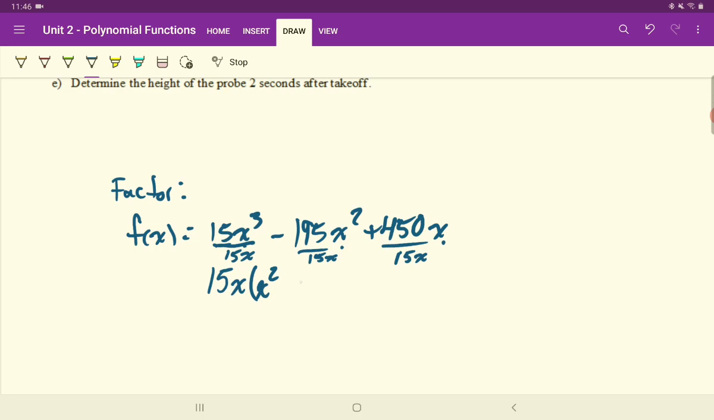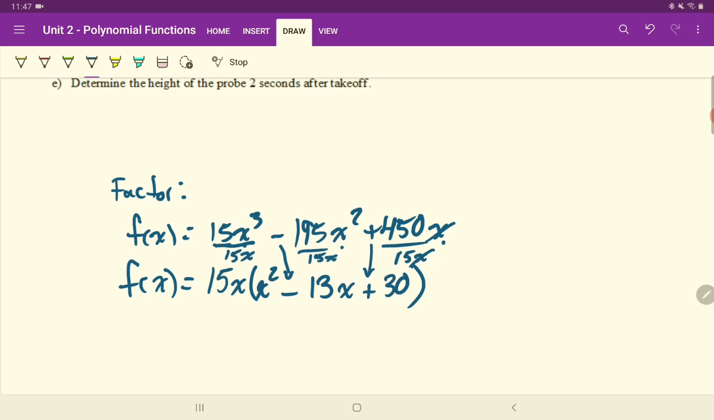Okay, you should have gotten, and bring down your minus sign, minus 13. And the x's, we have x squared divided by x, which means we're just left with an x there. Subtract the exponents. And then 450 divided by 15, bring down your plus sign, is 30. And the x's cancel each other out there. So we have this so far as our factored form, but we're not done yet.